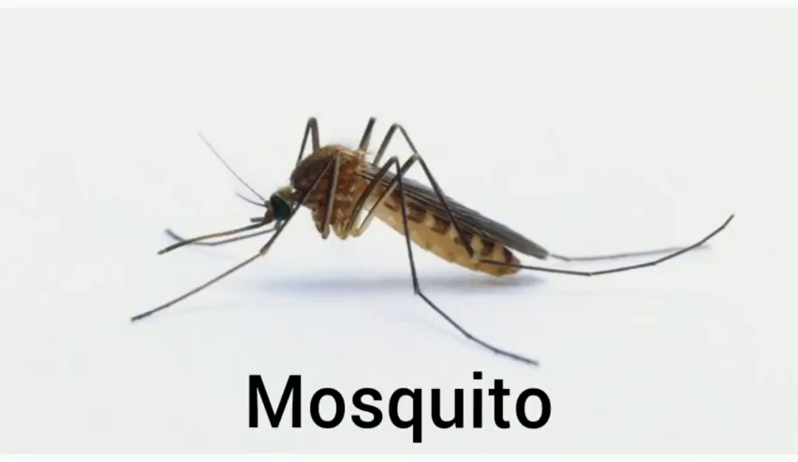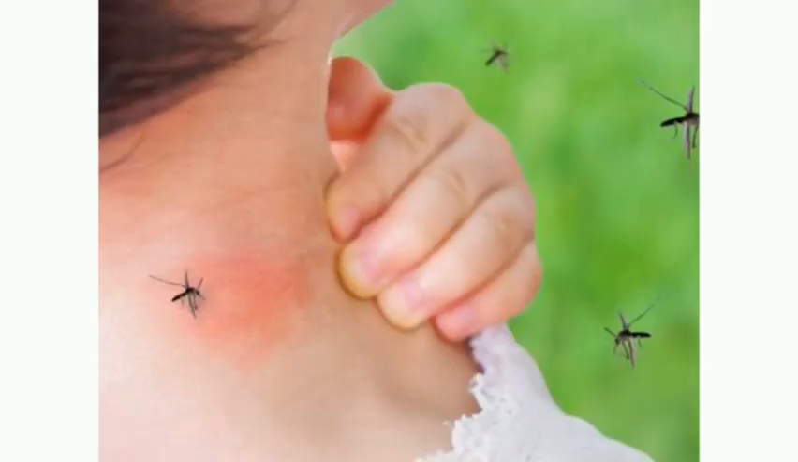This is a mosquito. Mosquitoes have 6 legs, 2 antennas and 1 sucker through which they suck blood from the human body. आप बोलते हो ना मम्मा को, मम्मा मुझे मच्छर ने काट लिया. Yes, because mosquitoes feed on human blood and they cause diseases like malaria and dengue fever.